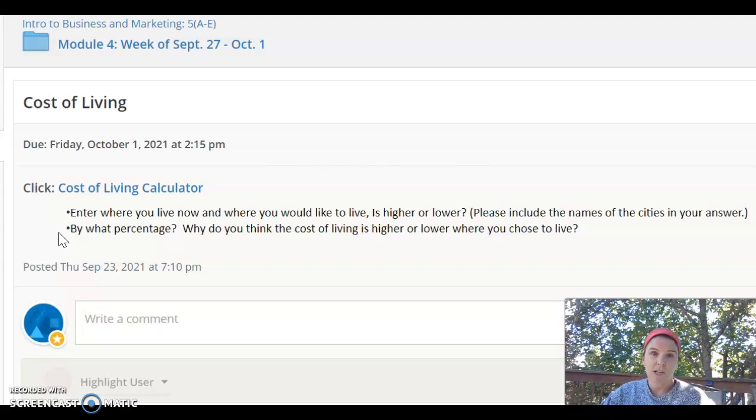And then this is just a short discussion question, so the answer that we're looking for is what percentage higher or lower the place where you want to move is, and then why do you think that the cost of living is higher or lower there?